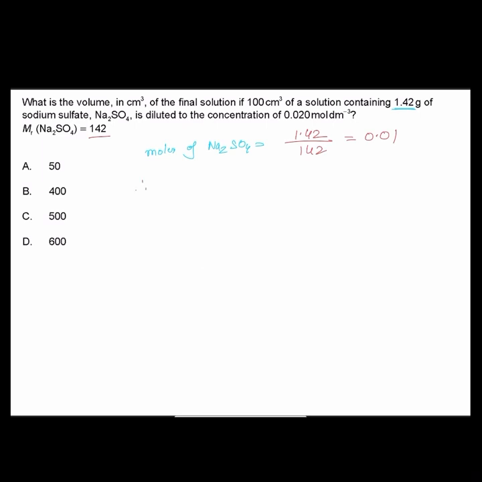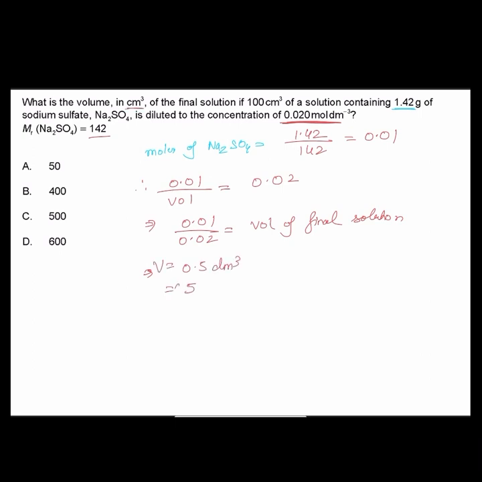Now, this much moles will be present in this solution which has a final concentration of 0.02. What I can do is moles divided by concentration, that is 0.02, and find the volume of the final solution. So 0.01 by 0.02 will be equal to the volume of the final solution. If you simplify, it will be 0.5 dm cube. As I need the answer in centimeter cube, I have to multiply it with 1000. That is 500 centimeter cube. So option C is the correct answer to this question.